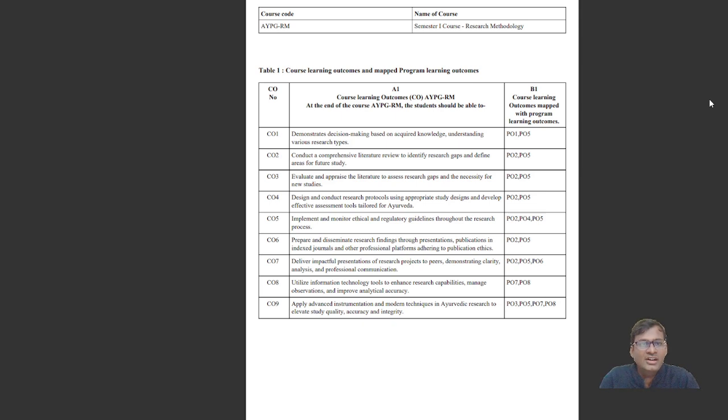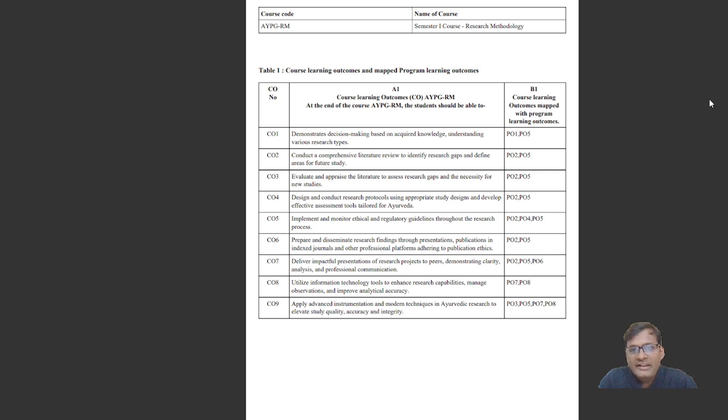So here Table 1 is explaining the course learning outcomes and the mapped program learning outcomes. Course learning outcomes here means the Ayurveda PG research methodology course. Generally we call it a subject also, but here the term course will be used. Then, what are the course learning outcomes? After the completion of this research methodology course, we have to achieve some outcomes, and that should be mapped with the program learning outcomes.